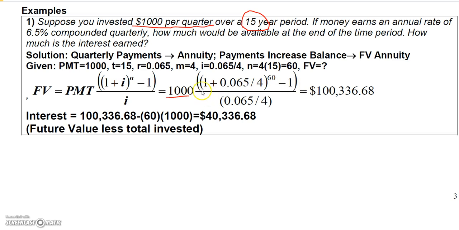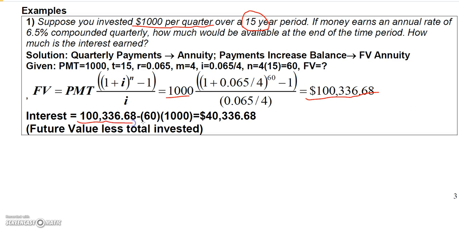Now, if you plug this into the calculator, like I've got it written right here, you shouldn't need to do multiple calculations. You can just put 1,000 in parentheses, 1 plus 0.065 divided by 4, close parentheses, raised to the 60, minus 1, close parentheses, divided by, parentheses, 0.065 divided by 4, close parentheses, then hit enter, and you should get the answer that I got, $100,336.68.